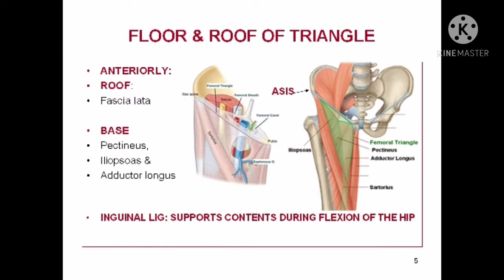The floor and the roof of the femoral triangle. The roof is formed by the fascia lata, which is the deep fascia of the thigh. The floor is formed by the pectineus, the iliopsoas, and the adductor longus muscle. The inguinal ligament supports the contents during flexion of the hip joint. In the above diagrams, you can see the borders and the contents of the femoral triangle.